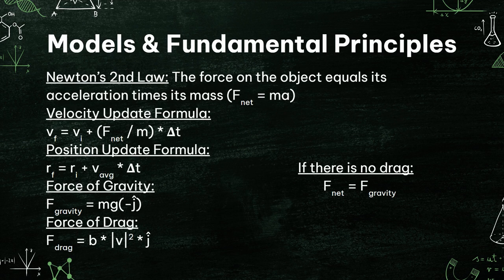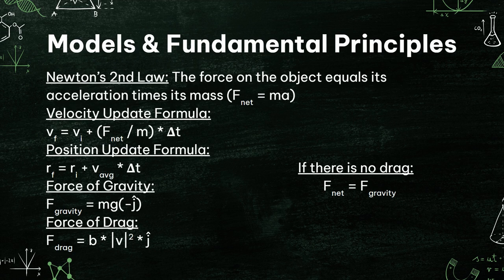Models and fundamental principles. Newton's second law: the force on an object equals its acceleration times its mass, or F_net equals ma. Velocity update formula: the final velocity equals the initial velocity plus F_net over m times the change in time. Position update formula: the final position equals the initial position plus the average velocity times the change in time.